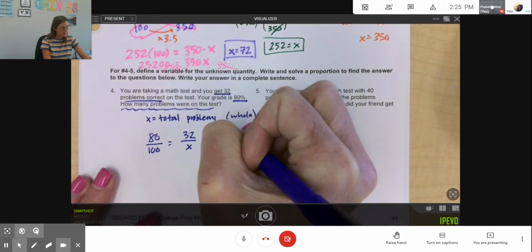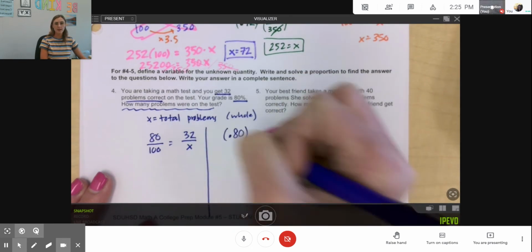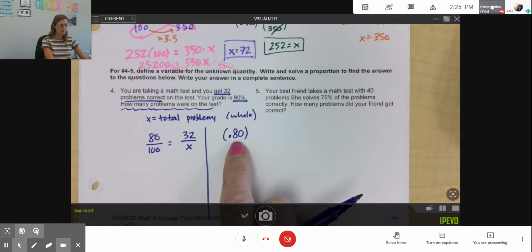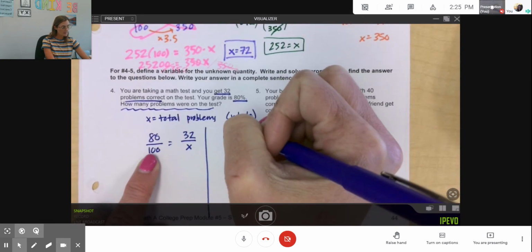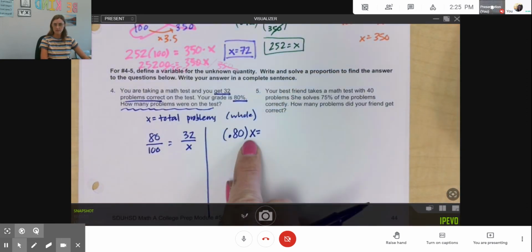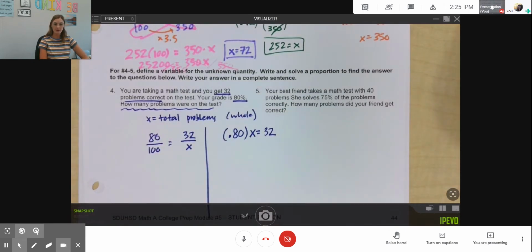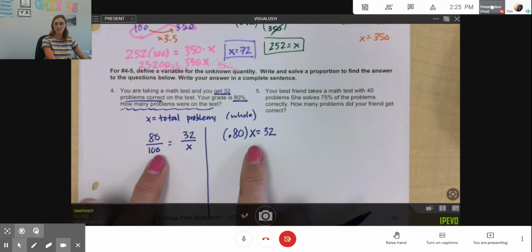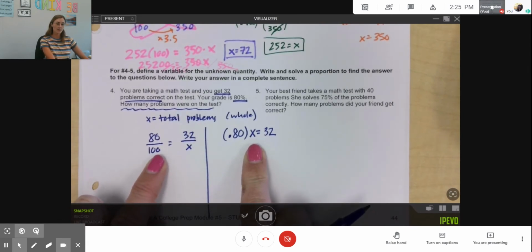You might also want to write this at this point like 80%, 0.80. 0.80 is the same as 80 over 100. 80% of the whole, which is x, is equal to 32. You could also write it like that. This and this equation are actually the same. They'll give you the same answer. We've just kind of moved some things around.